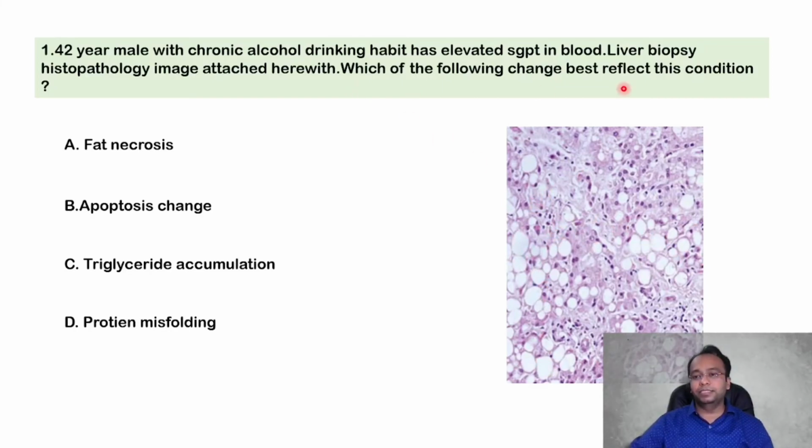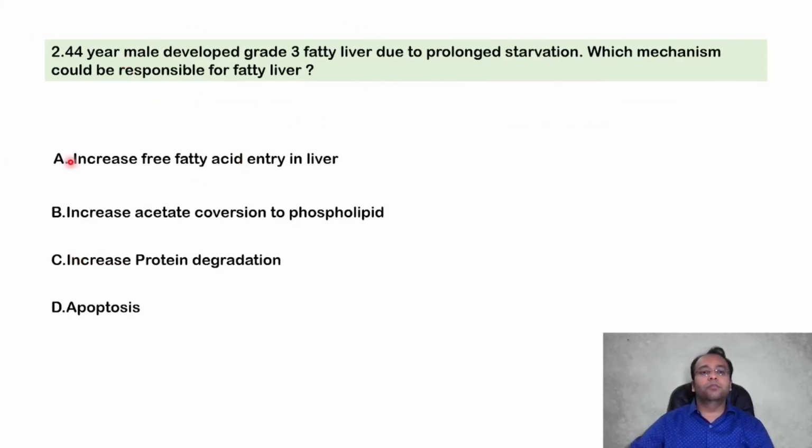So which change best reflects this condition? Fat necrosis, apoptosis, triglyceride accumulation, or protein misfolding? So commonly fatty change is because of triglyceride type of fat accumulation. So the answer is triglyceride accumulation. This is a most important MCQ. Such type of MCQ can be asked in your exam. I have prepared this MCQ especially for you.